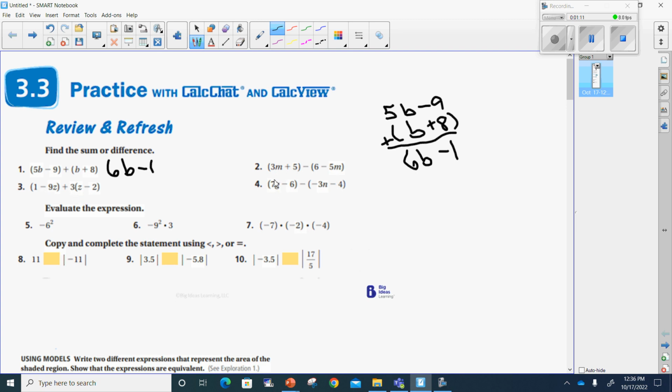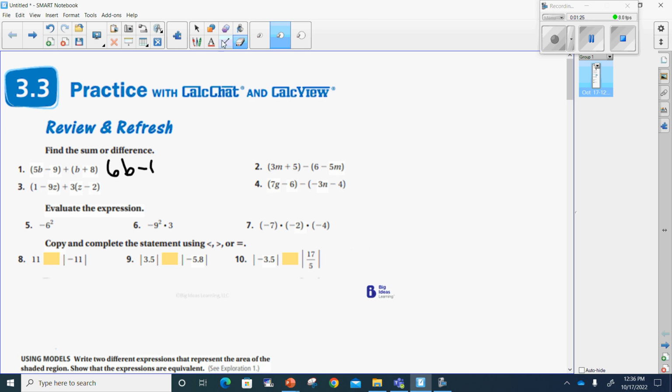All right, number 3 is next. But I think what I'm going to do is number 4, because number 3 is just like number 1. It's an addition problem. I'll show you how to do the subtraction problem over here. On this one, we have 7g minus 6, subtracting negative 3n, minus 4.